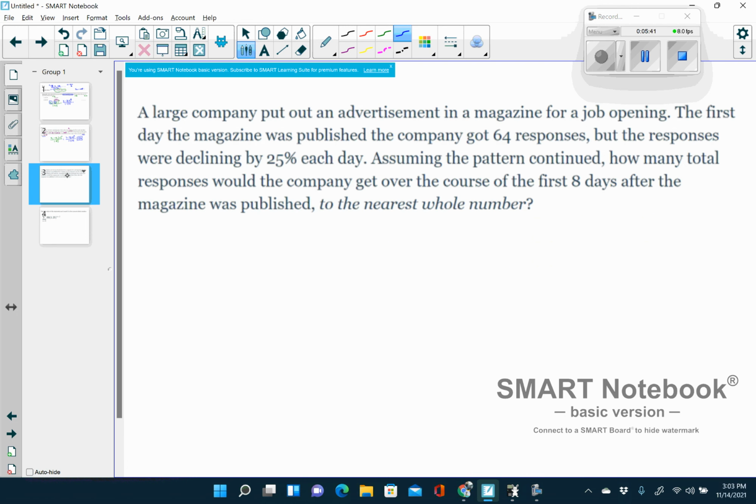All right. Next, large company put out blah, blah, blah. We don't really care. First sentence doesn't help us with anything. The first day, boom, there's an indication, right? First day, the company got 64 responses. So our A1 is 64, but the responses were declining, which means 1 minus 25%. So again, decimal 2 places to the left is 0.25. A dollar minus 25 cents is 75 cents, which is our R.